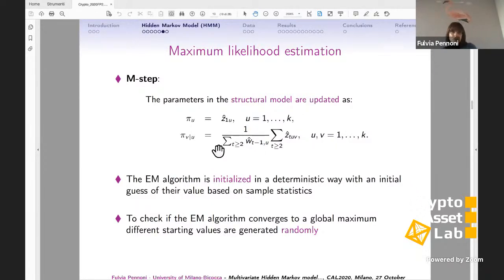An important feature of this estimation procedure is that we have to initialize the parameters, and we generally do this step by considering both deterministic and random starting values. For the deterministic case, we guess initial values according to sample statistics. When we use random starting values, they are generated from a uniform distribution.